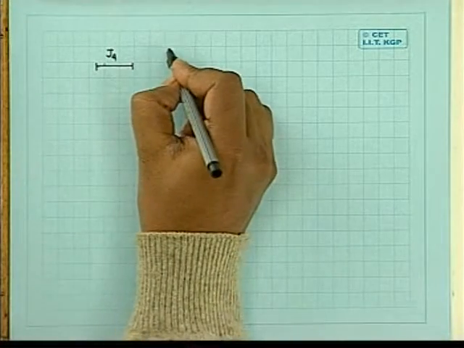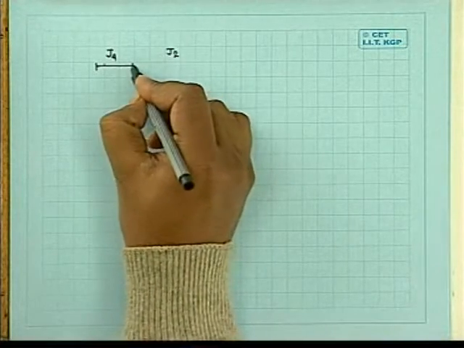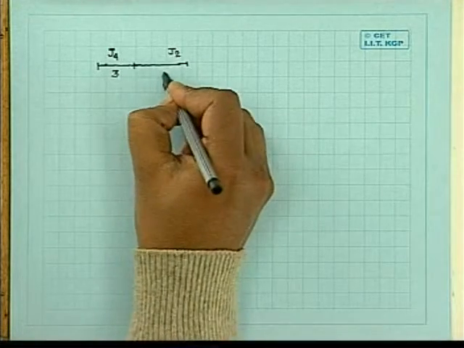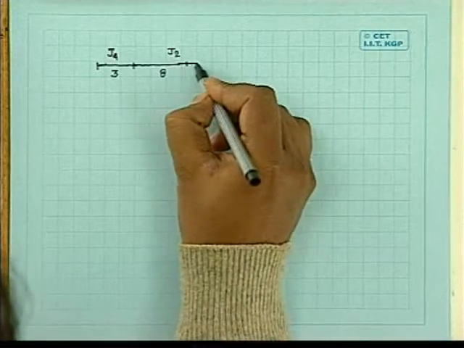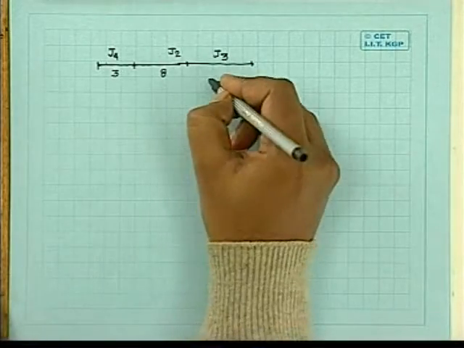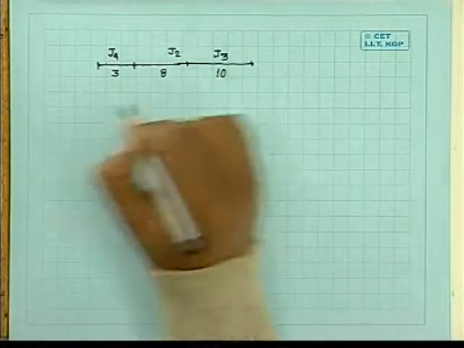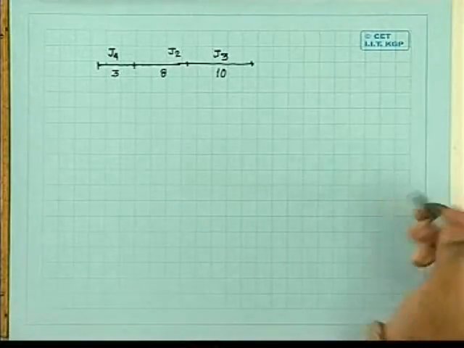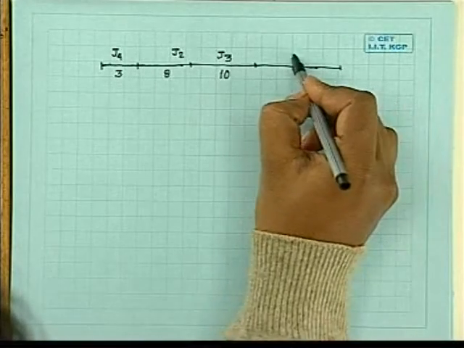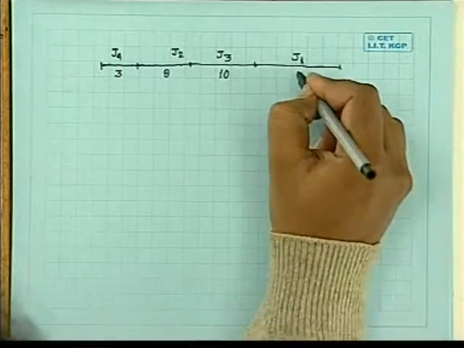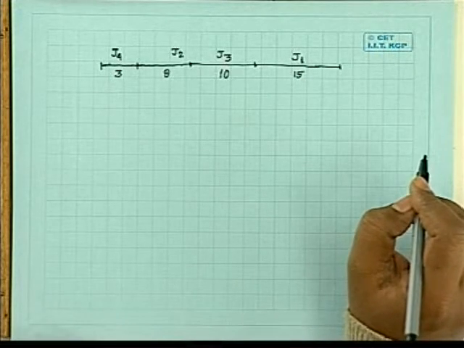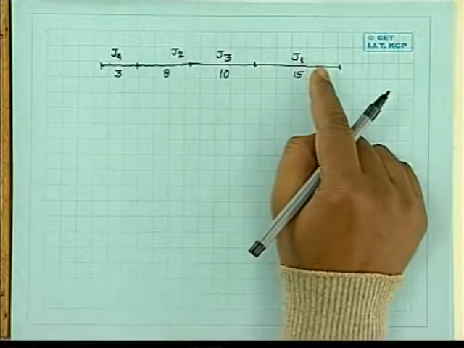Then I execute job J2, which takes 8 units of time. So, this takes 3, this takes 8. Then I execute job J3, which takes, let us say, 10 units of time, considering the same sequence, same set of jobs. Then I execute job J1, that takes 15 units of time.